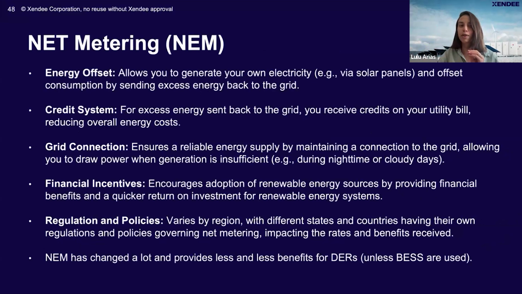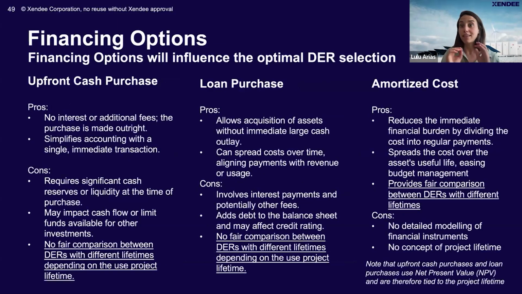Going into a little more detail regarding net metering, as I mentioned earlier, it allows you to generate your own electricity and offset your consumption by sending that excess energy back to the grid. And for the energy that is sent back, you actually receive credits on your utility bill, which help you reduce the overall cost of energy. This is interesting because you're still connected to the grid, so you still have a reliable energy supply in case your generation on site is insufficient, but you do have your DRs and you can generate excess energy at some times of the day, which you can then sell back. So that covers the incentives.